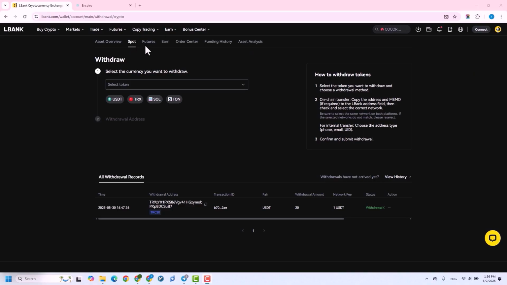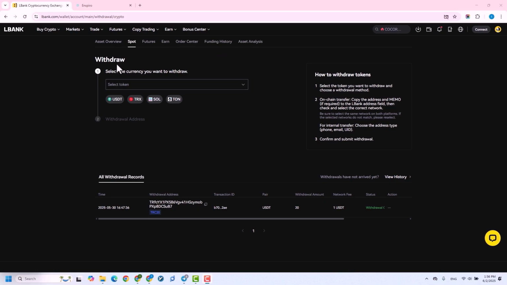Futures are the assets related to futures trading. In the Earn section, you can find assets that have been invested in the earning section. Order Center is where you can view and track your open and closed orders. Funding history contains the records of your account deposits and withdrawals. And asset analysis provides an overall analysis of your assets and portfolio composition.